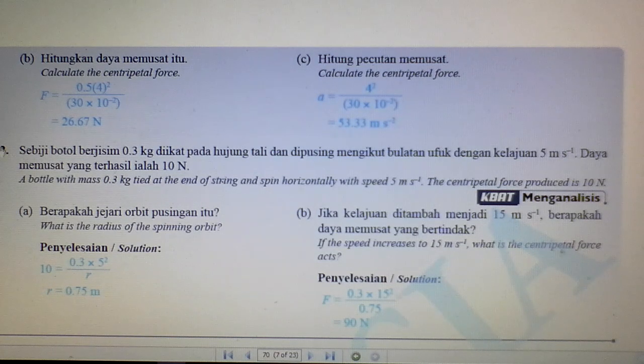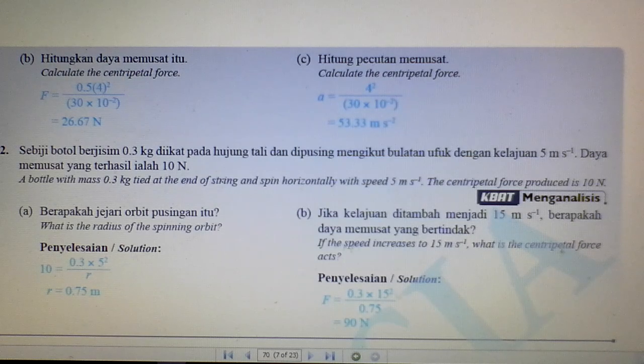Question number 2. A bottle with mass 0.3 kg tied at the end of a string and spin horizontally with speed 5 meter per second. Centripetal force produced is 10 Newton. A. What is the radius of spinning orbit? Meaning you just play with the formula. Let r become the subject of the formula. So you solve it, you will get 0.75 meter.